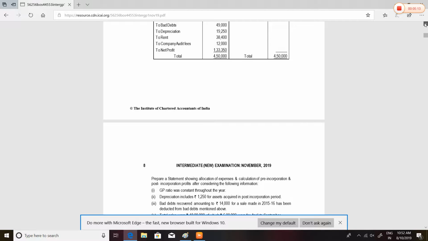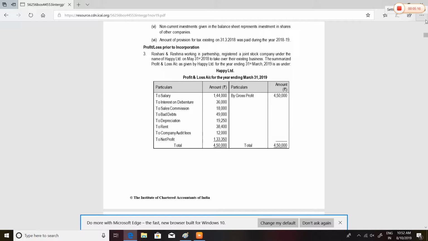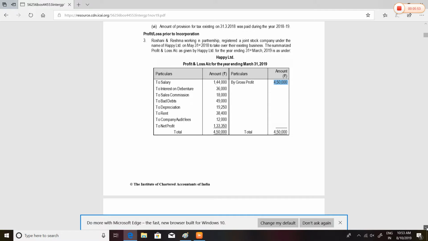Now, what are the pre-incorporation months? See, pre-incorporation is from April to May. Out of 12 months, April to May is pre-incorporation, the first 2 months. Then the remaining 10 months is our post incorporation. Now let's start with the question. Gross profit we are given is 4,50,000. We have to distribute it in sales ratio.